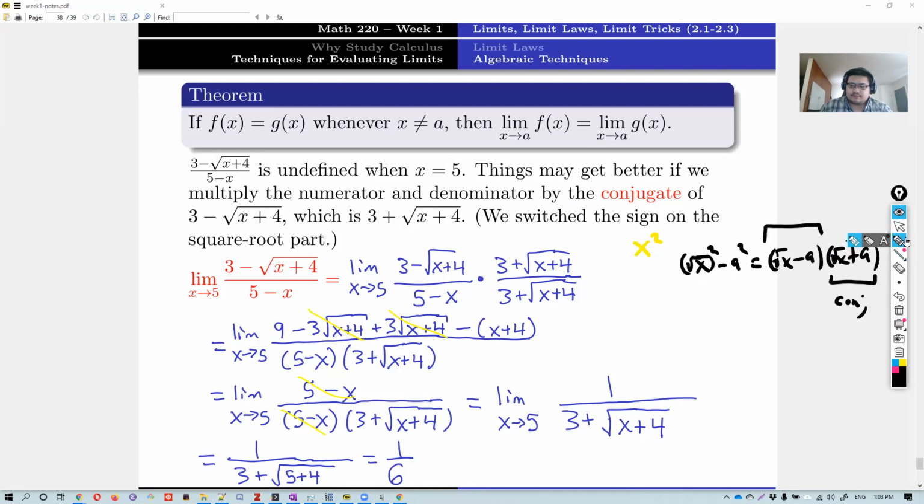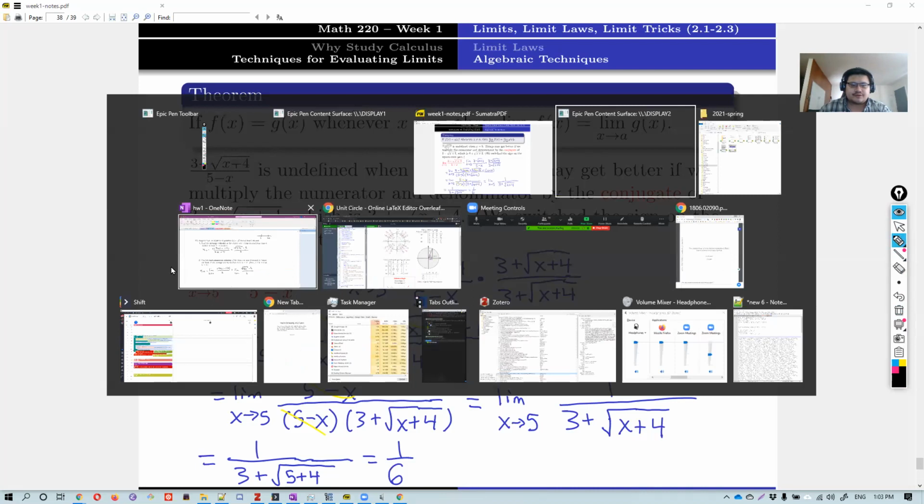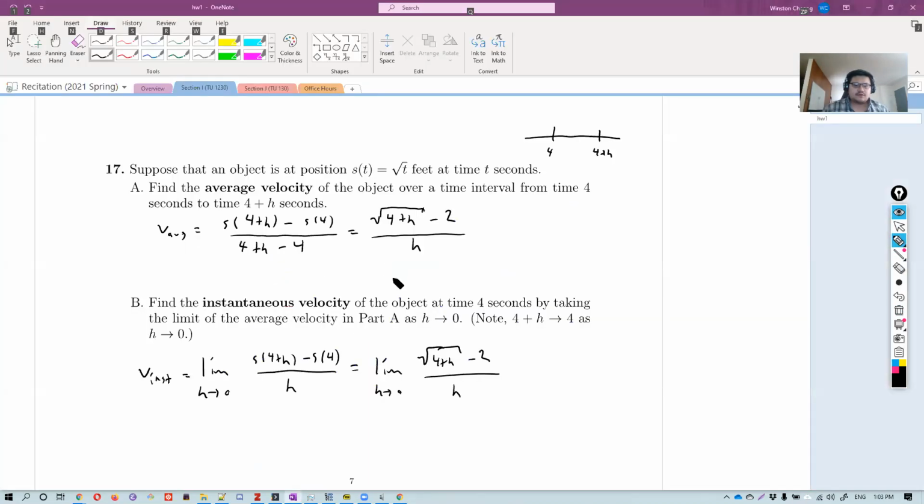And so coming back to our previous problem, the algebraic technique here is multiplying by the conjugate. Well, so first of all, what is the conjugate? It's going to be this, but with the plus instead. So square root of 4 plus h plus 2.